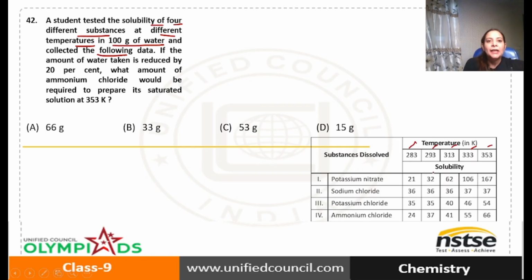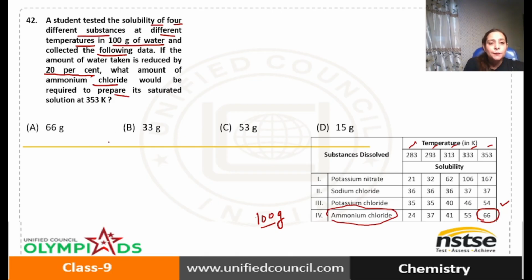This is given. Now if the amount of water taken is reduced by 20%, like it has taken 100 grams, now it is reduced by 20%, then what amount of ammonium chloride would be required to prepare its saturated solution at 353 Kelvin? It is given that when you take 100 grams, a saturated solution is prepared by taking 66 grams of ammonium chloride. Now we need to find that when we reduce water by 20%, how much ammonium chloride will be required to make the solution saturated.